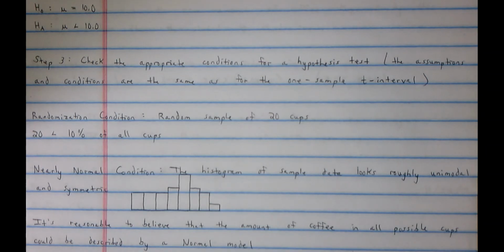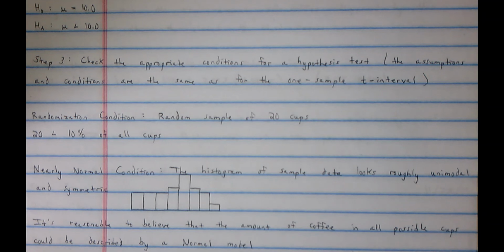Step 3 is to check the appropriate conditions for a hypothesis test. It turns out these are the same assumptions and conditions we needed to check for the one sample t interval, otherwise known as the confidence interval for a mean. So let's start with the randomization condition.